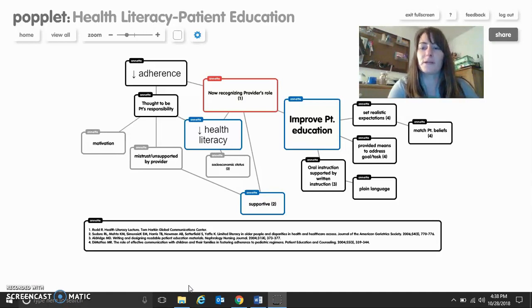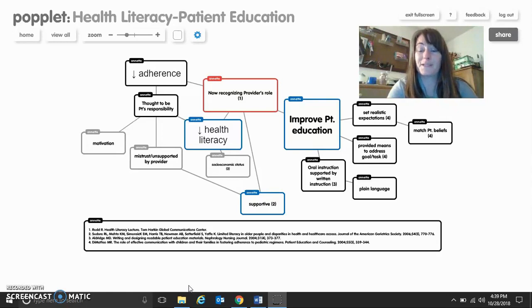It's also the responsibility of the provider to be supportive to the patient, and this can take many forms. But we do know that when the provider is supportive, then the patient will recognize that, and that may increase motivation to adhere to the plan of care. So just by being a listening ear and being open to patient feedback, we're going to see increased adherence. The main thing I want to talk about, though, is health literacy and improving patient education. If our goal as healthcare providers is to work with the patient in completing the plan of care, then we must improve our patient education.